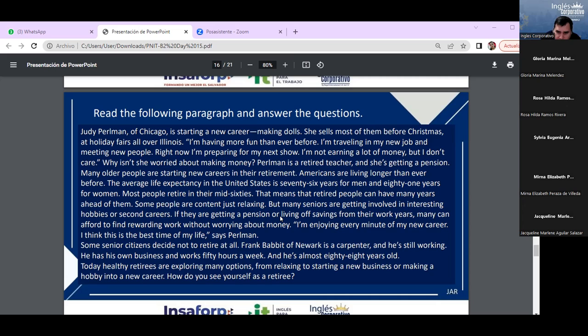Living off savings. Ahorro de sus años de trabajo. Okay. Many can afford to find rewarding work without worrying about money. Sin preocuparse por dinero.